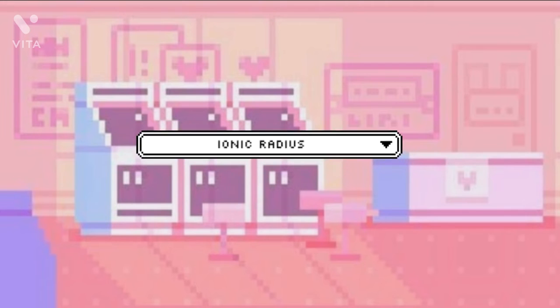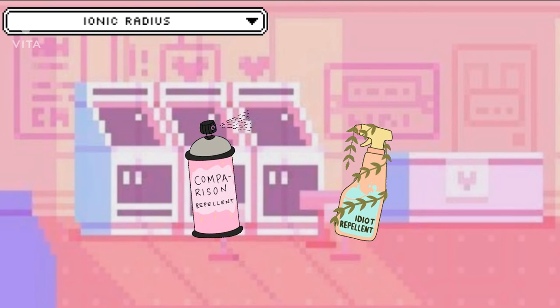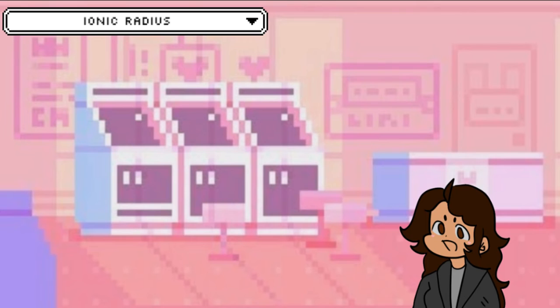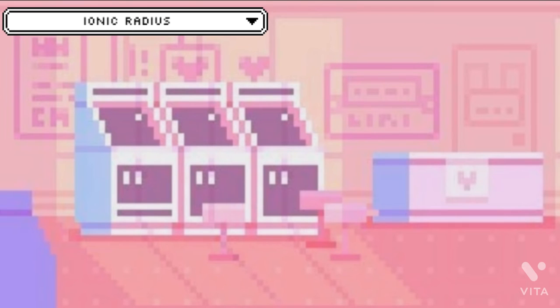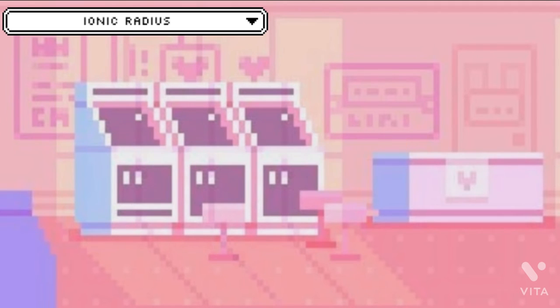Ionic radius. Even though they both have radius in their name, ionic radius is a bit different as electrons repel each other. So when you add an electron, it gets bigger, and taking one away makes it smaller. And so ions with the same electron configuration will have their radii decreased as the atomic number increases.